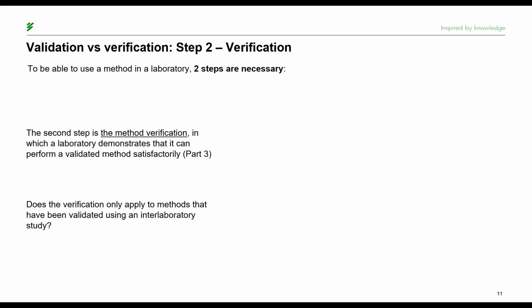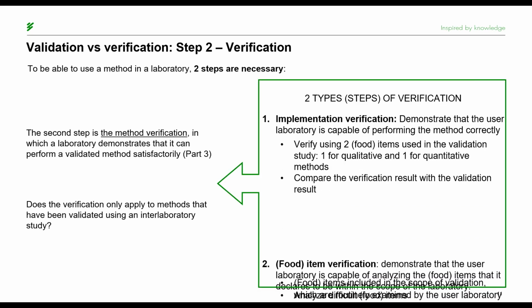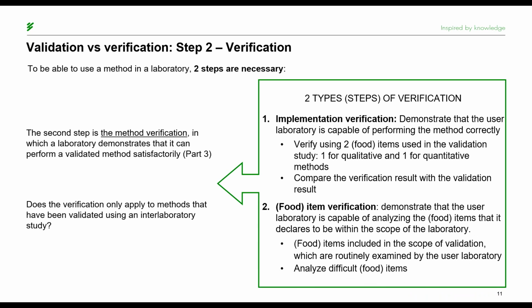Now, for the verification, we have two steps, two types of verifications. On one hand, we have the verification of the implementation, to demonstrate that the laboratory is capable of carrying out the method satisfactorily. That is exactly what we have been discussing all this time. And for this, it will be necessary to use one article for each type of method, depending on whether it's qualitative or quantitative, and then compare the result with the one obtained from the validation studies.